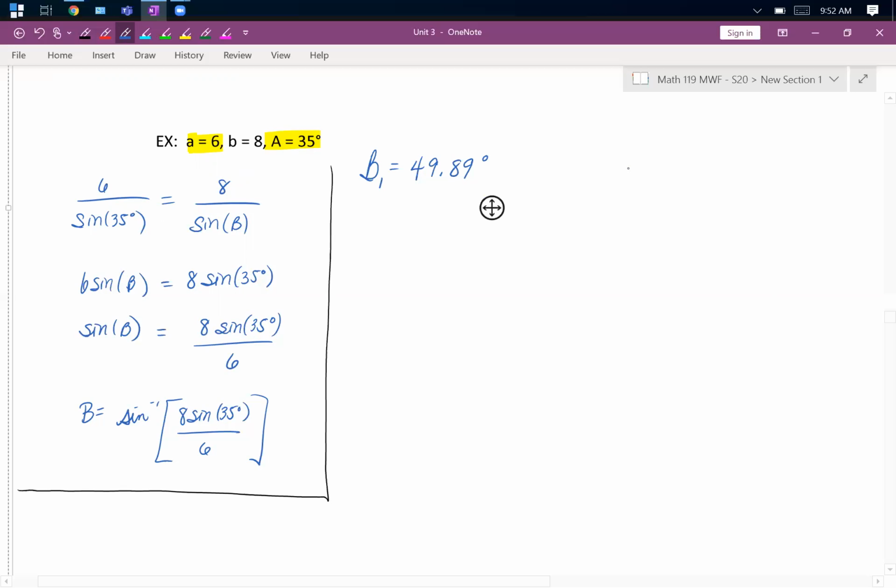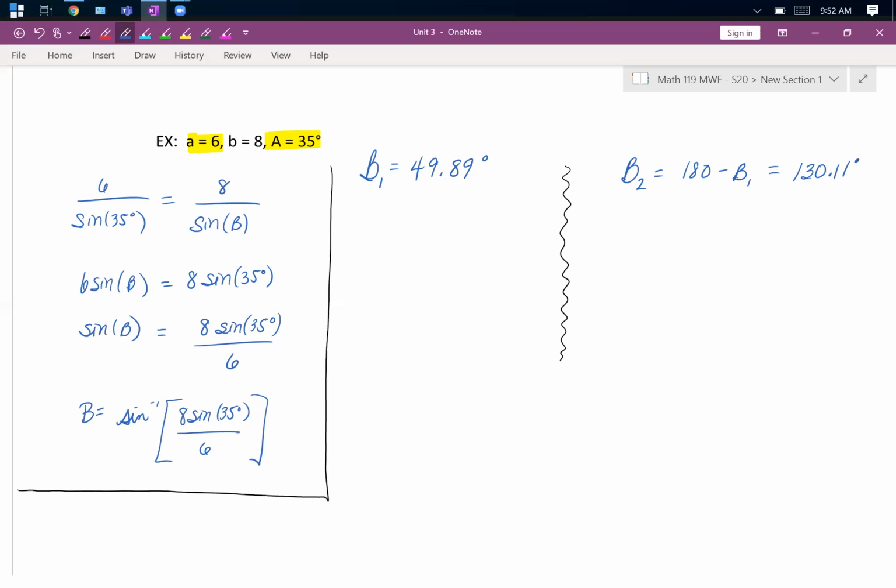To get our second option for B, anybody remember what we do? It's the supplement of that B1. So our supplement's going to be what? 130.11. All right, so those are our two options for B.